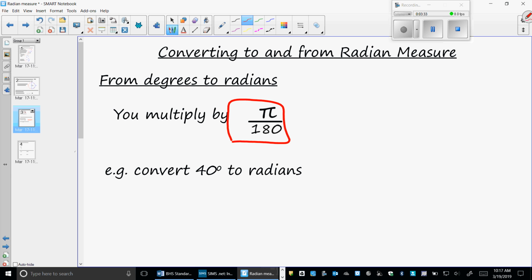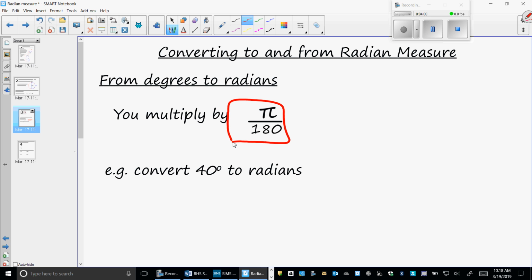Now, on the non-calc paper, you may be asked to do these kinds of things. If it's on the non-calc paper, you leave everything in terms of pi. You don't need to know what the decimal value is because it's on the non-calc paper. No one expects you to work out stuff like that. You'll be leaving things in terms of pi. So don't panic. And even if it's on the calculator, you can leave things in terms of pi.